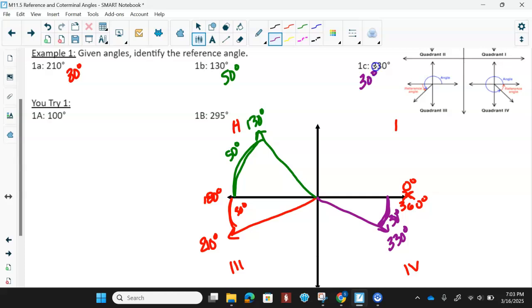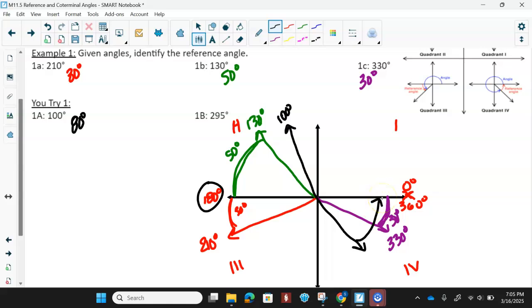So here, try these two real quick. For 100 degrees, knowing that 100 degrees is here in quadrant 2, just past the 90-degree mark, it is not 10 degrees, right? It is 80 degrees, because that is the distance from the x-axis, from 180. So 295 is here in quadrant 4. 295 is 65 degrees from the x-axis. So from 360, subtract your 295.